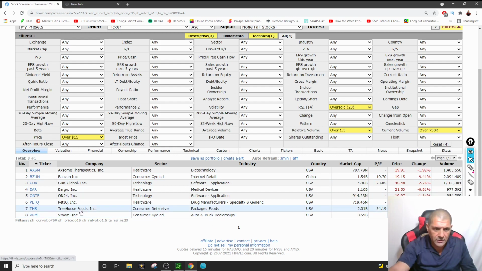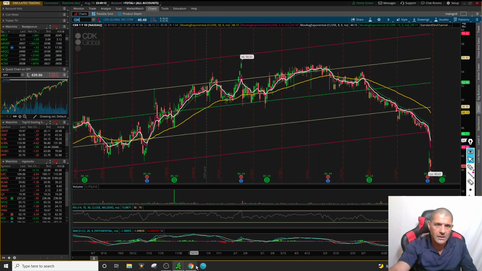Treehouse Food, THS. Let's see, it's a $36 THS. This one is packaged food, auto truck dealership. I will check this THS. Let's see, we go to right here.